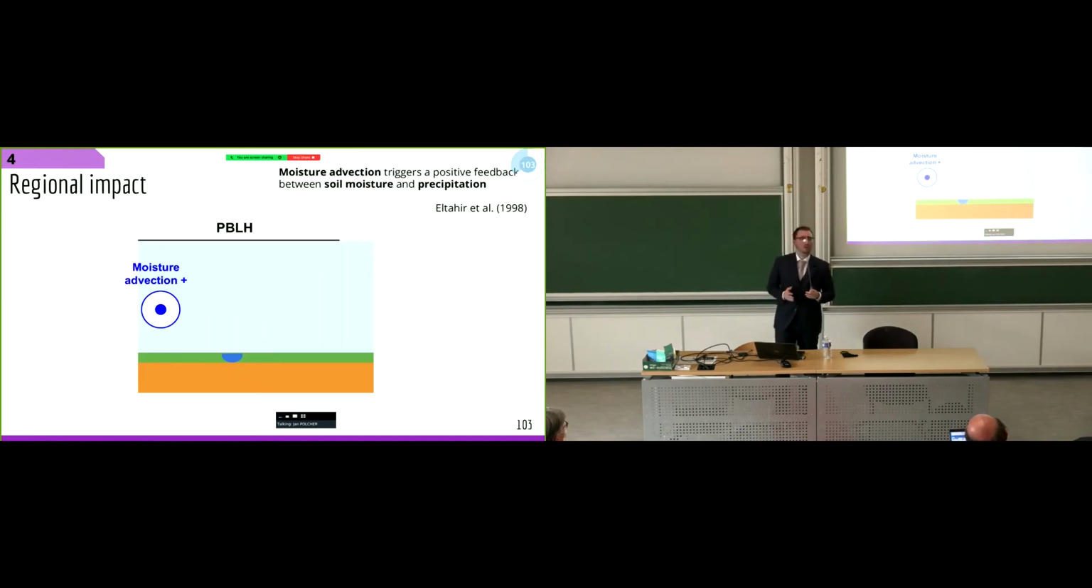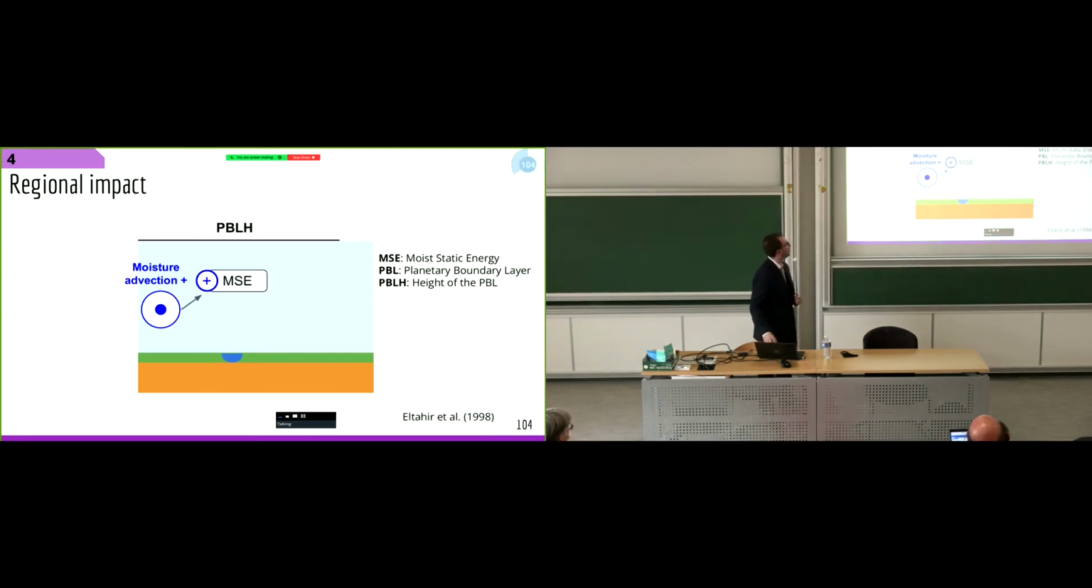So we try to understand the mechanism behind this. The moisture advection of the South American low-level jet may trigger a positive feedback between soil moisture and precipitation. So here you have the increase of moisture advection, which may increase the moist static energy in the planetary boundary layer. So we have an increase of the energy in the lower level of the atmosphere. This leads to an increase of precipitation.